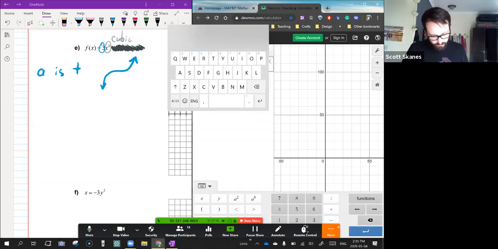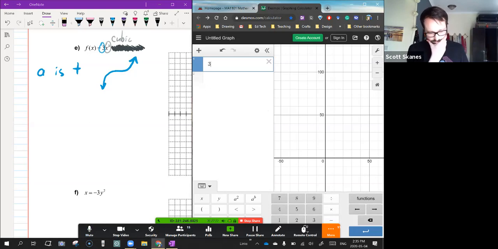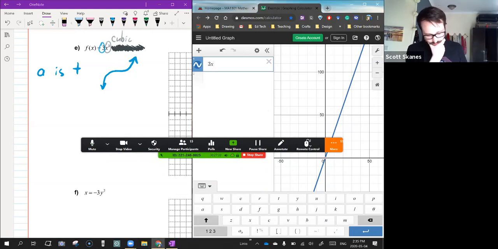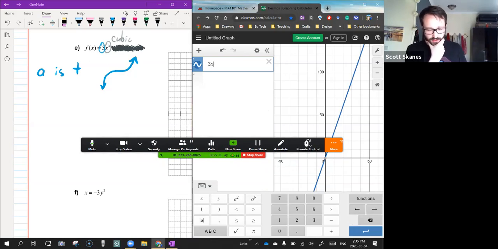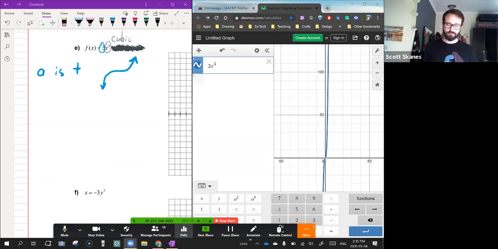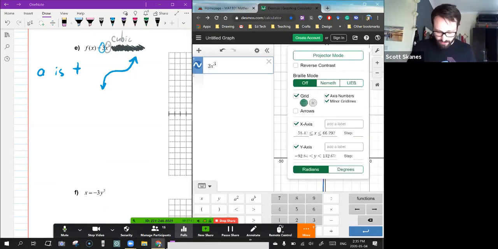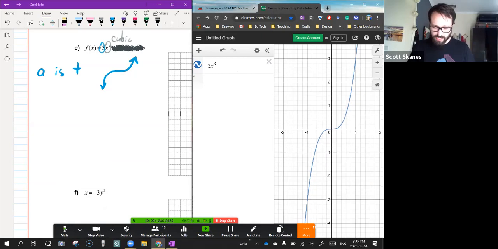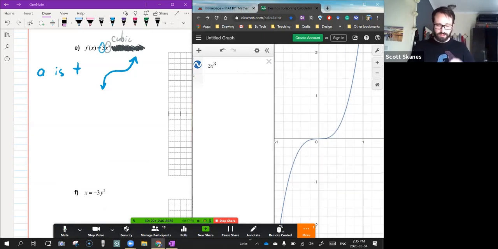Let's see, 3x cubed. Where's my cubed? I need to look for a power. It's probably hidden back here. Wait, a to the power of anything, a to the power of b. Okay, 3. Whoa, that's ugly. I'll just rescale it. Let me see here. Back to normal. Zoom in a little bit, and it looks exactly like I want it to. I thought it needed to go over like this, and it does.